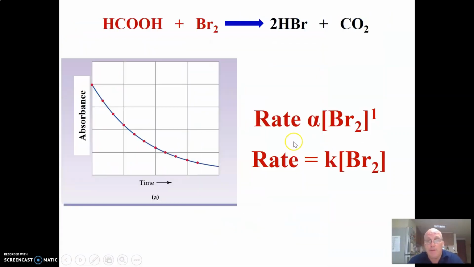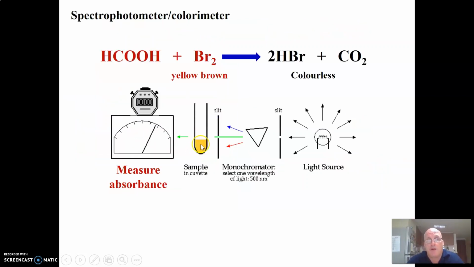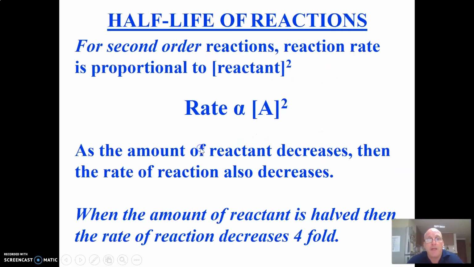Okay? Now, here's an example of a first order reaction. The rate of this reaction is first order with respect to bromine. Okay? It's actually first order with respect to methanoic acid as well. But because bromine is brown and these products are colorless, you can actually look at the absorbance with time, okay? It starts off a yellow-brown color, which is bromine, and it ends up like this, it's colorless, okay? So you can follow absorbance with time.